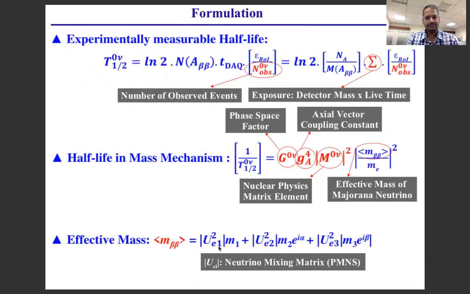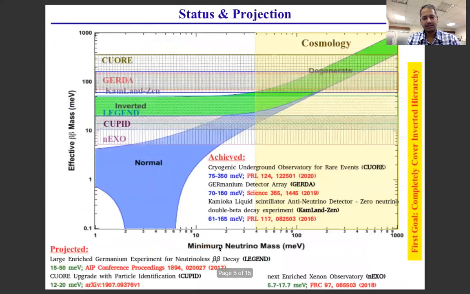And here is the current status of the mainstream experiments. Of them, KamLAND-Zen has provided up to now the best limit in terms of the effective mass of the Majorana neutrino. In future, the experiments' first goal is mainly to cover the inverted hierarchy, and in the absence of a signature of neutrinoless double beta decay, they will go towards the normal hierarchy also.